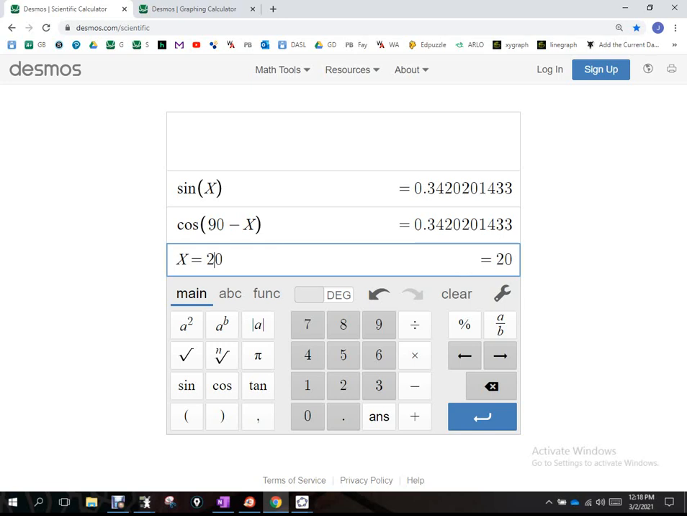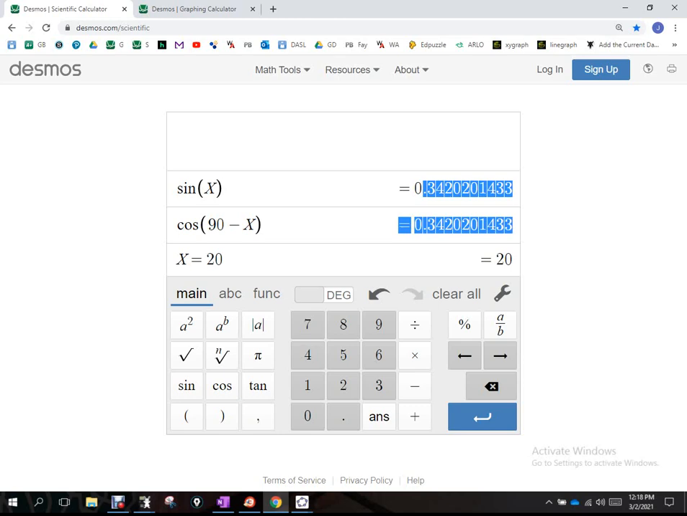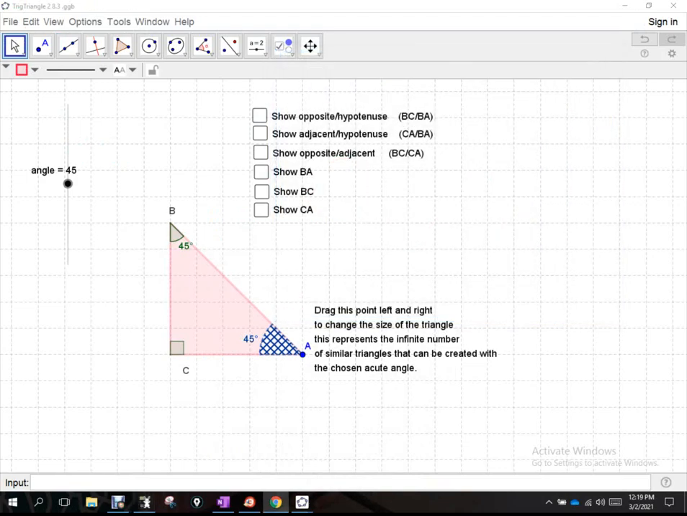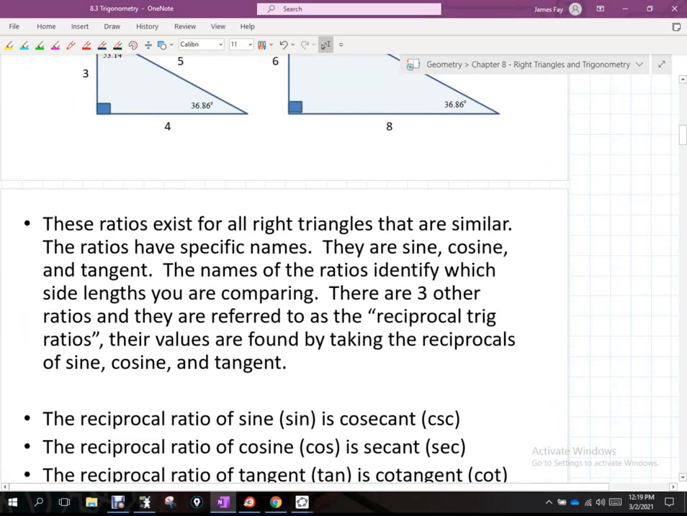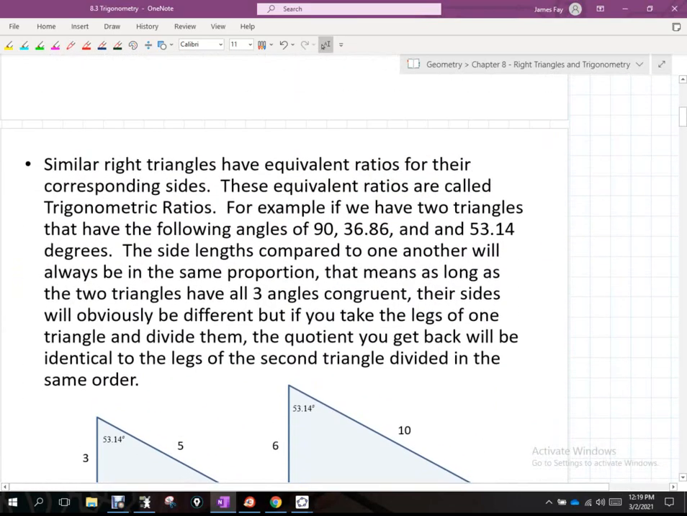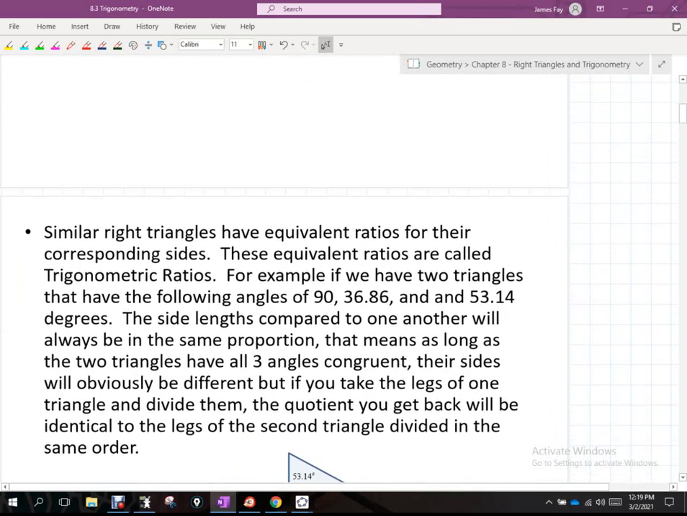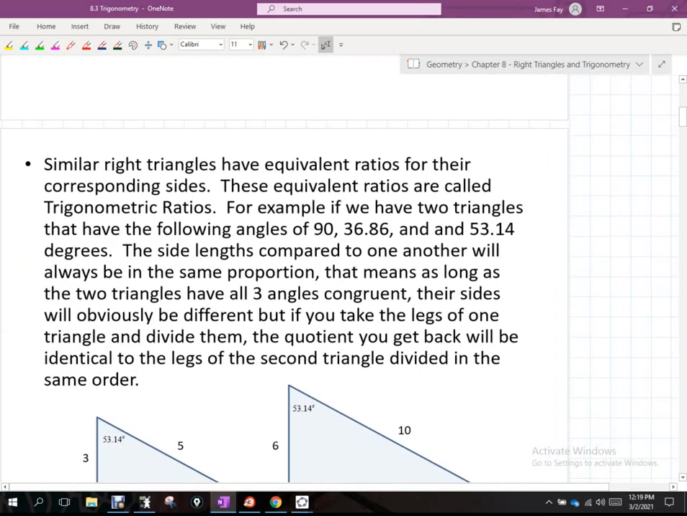Okay? Now let's talk, we haven't gotten this far yet, but let's talk about what these two numbers really mean here. What does 0.342 mean to us? Going back to this here, and I don't want you to write this down. I'm going to use GeoGebra to explain this a little better than this written statement does. It says similar right triangles have equivalent ratios for their corresponding sides. Okay, let's look at it.